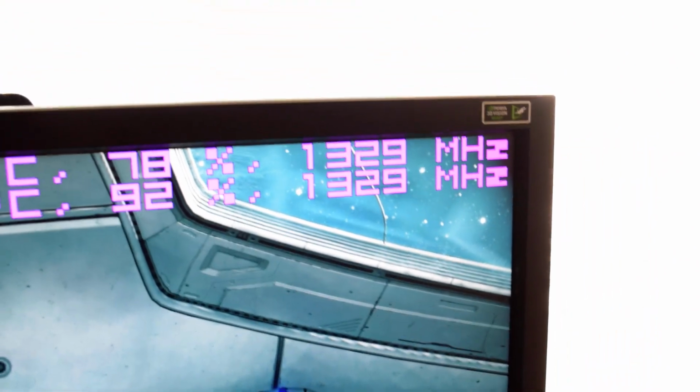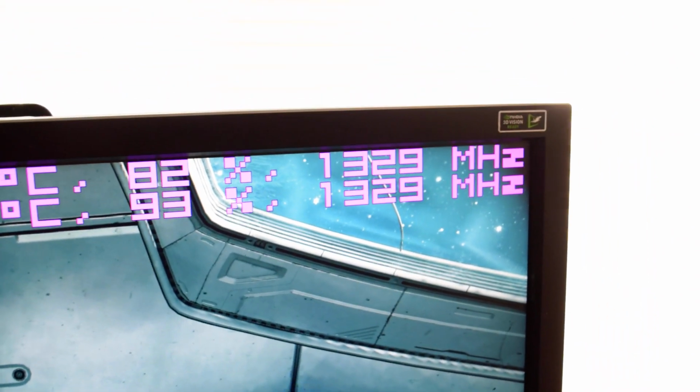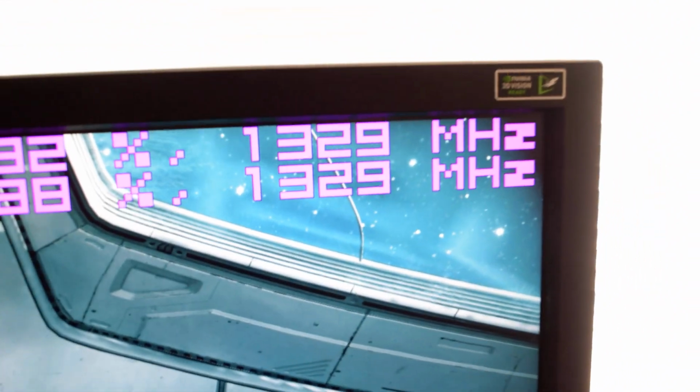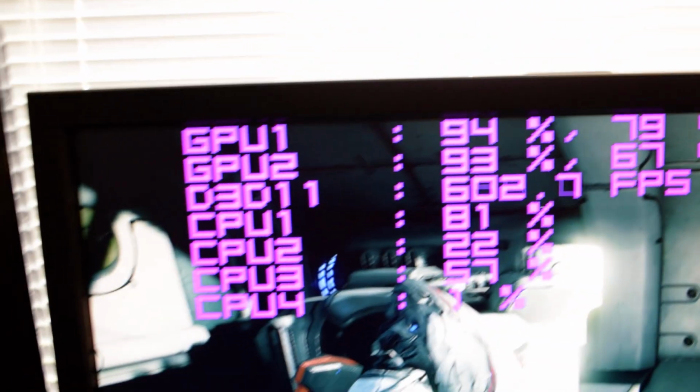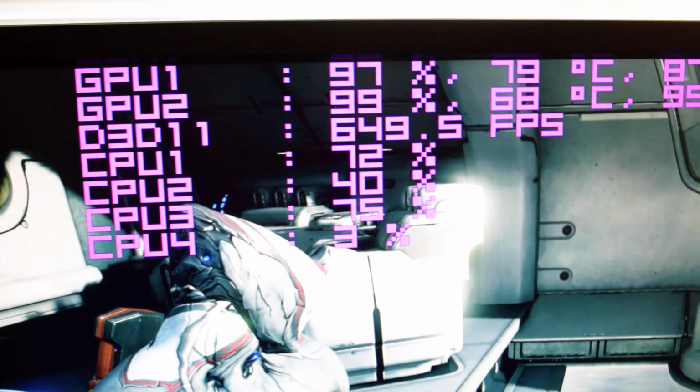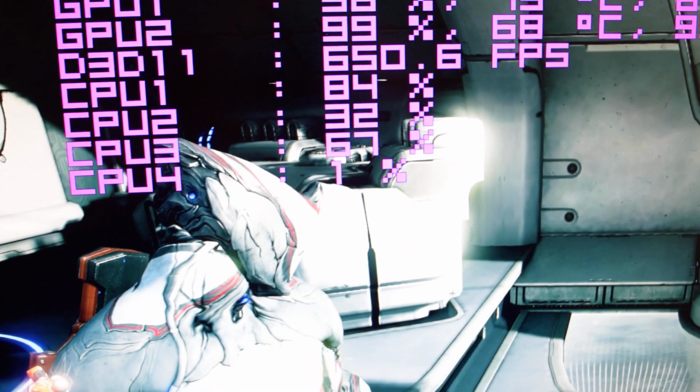The core clock here, 1329. These are super clocked 970s, 1329 megahertz. And the CPU is showing, what, 72, 40, 57, 2% on each core. So it does work. Now here's the real proof here on my UPS.